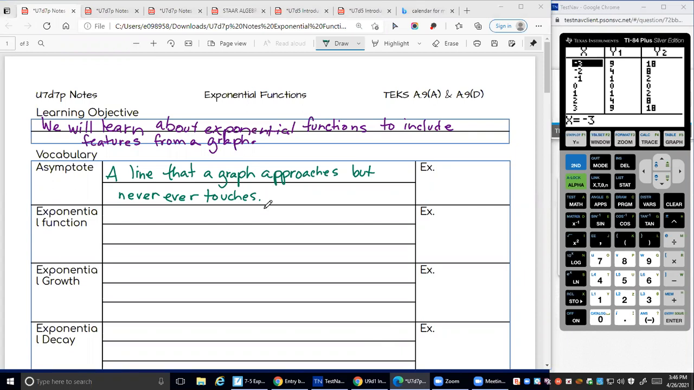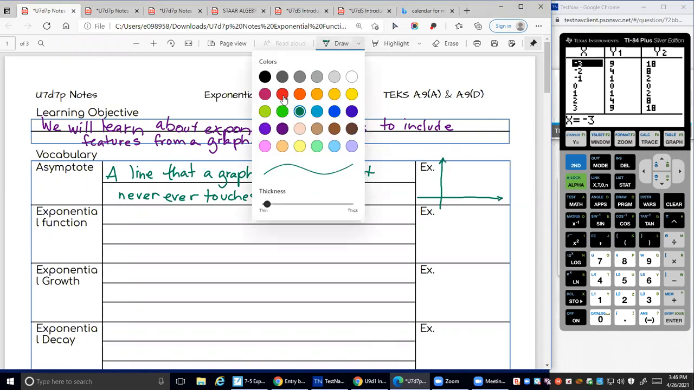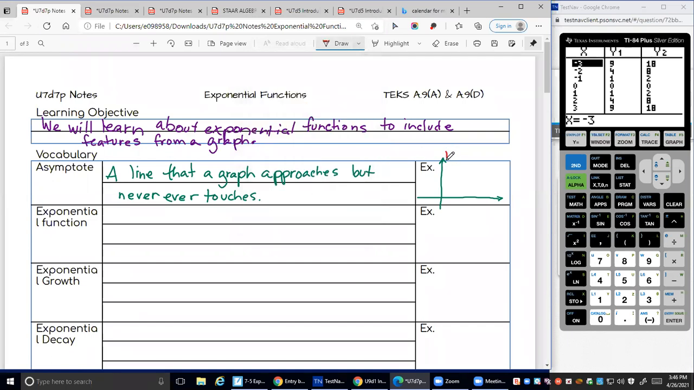All right. So let's go ahead and let's look at this. A line that a graph approaches but never ever touches, okay? And so basically if I have a coordinate grid like this, right? Now when we look at exponential, we're going to have two different types of exponential equations. And one of them is going to look like this. This is called exponential decay. And it goes down really fast, and then it kind of gets a little bit like this, right?